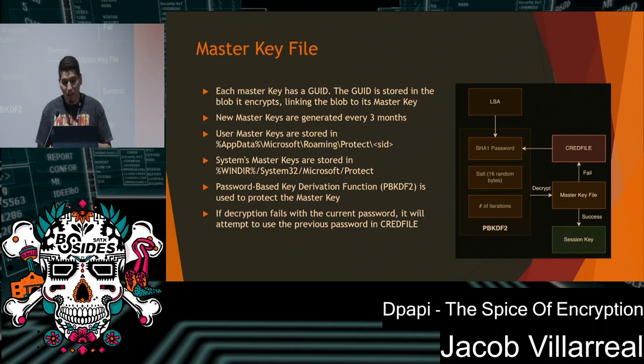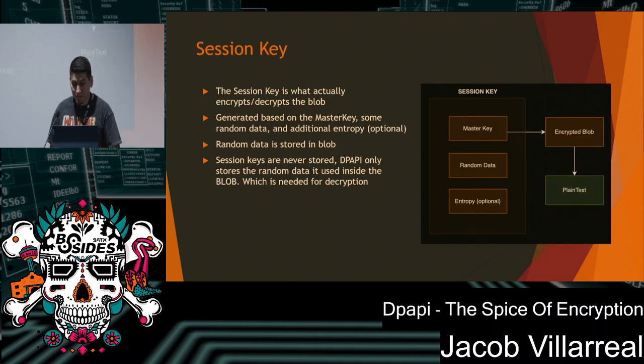So if you need to decrypt that master key file to get the master key, it goes through that process in the diagram. It gets the current password and tries to decrypt the master key file. If it fails, it goes back to that CRED file, gets the previous password, and goes through the process again. If it fails again, it just loops back around until the master key gets decrypted, which will pass into the session key. The session key, like I mentioned, is the one that actually does the encryption and decryption. To generate the session key, it uses the master key, some random data, and entropy, which is optional. Entropy is just an additional secret or additional password that will be passed into it. You'll see that when we look at the code, but that's optional.